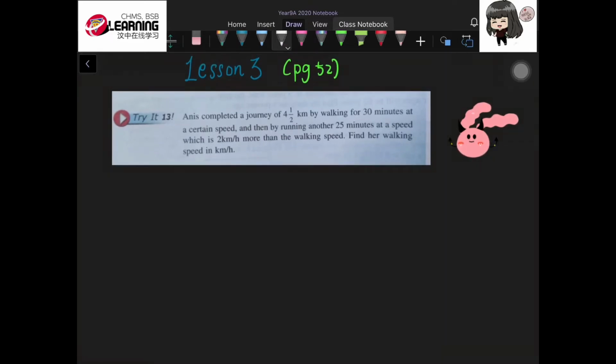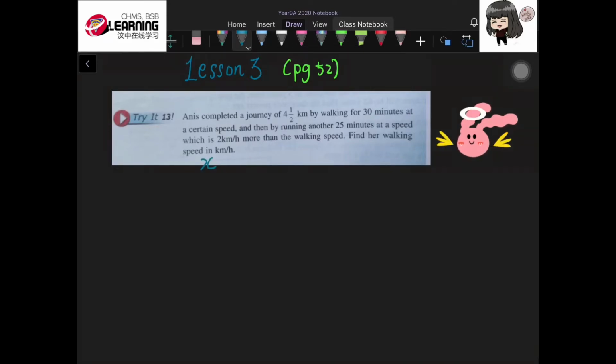Anis completed a journey of 4.5 km by walking for 30 minutes at a certain speed, and then by running another 25 minutes at a speed which is 2 km per hour more than the walking speed. It's quite a long sentence here. Let's look at the last sentence. Find her walking speed in kilometer per hour. We don't know what the walking speed is. We let it be x.